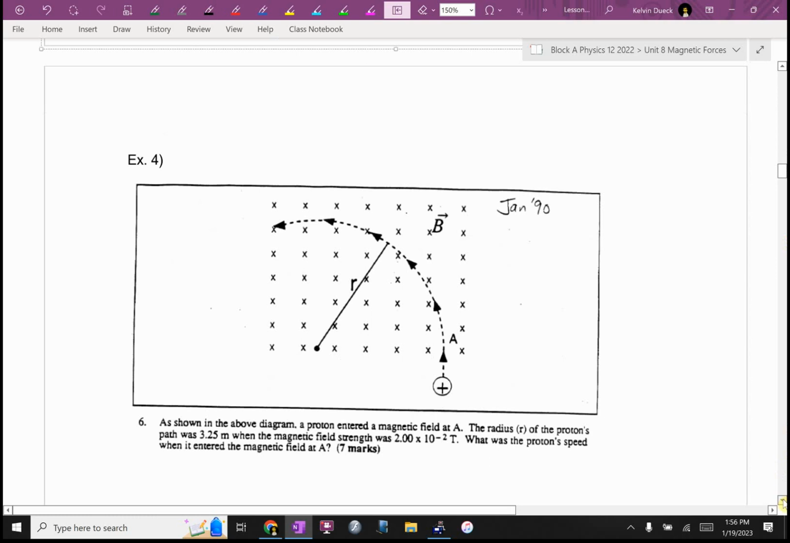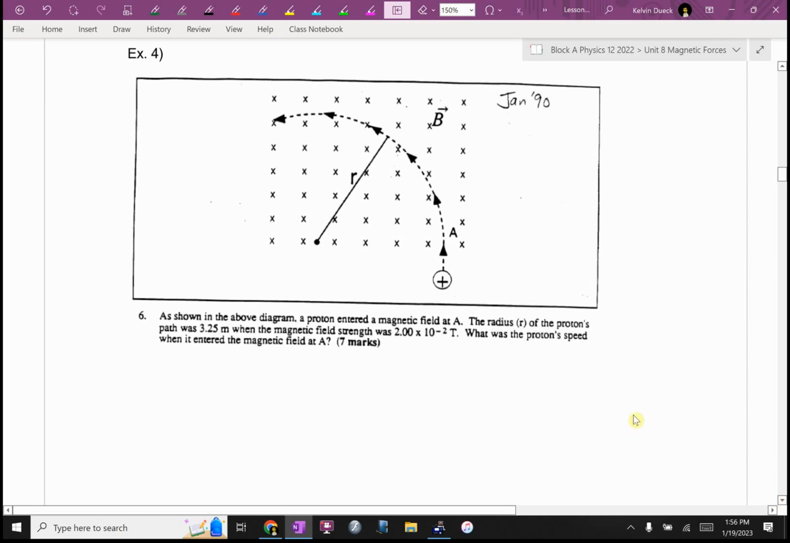I like example 6. I like example 4. Question 6, example 4. What do you think Jan 90 stands for? It's from the provincial exam from January 1990. I graduated in June 87. So if you ever see a question from June 87, you'll know, hey, that's the exam that Mr. Dewick wrote. Oh, sorry, my bad, June 1987. I can see a few of you are 18. I know. How old is Mr. Dewick? Shut up.